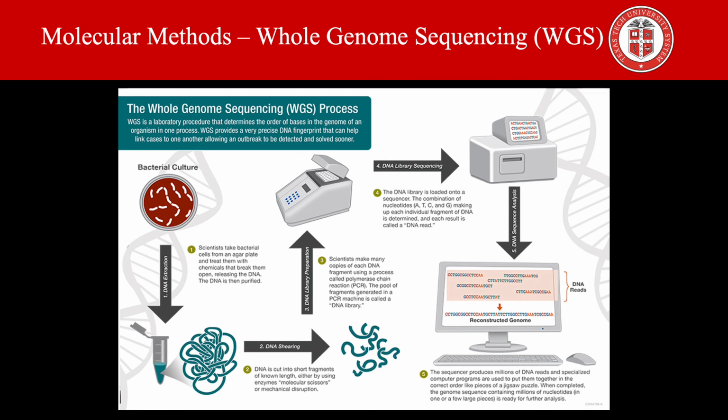So the whole genome sequencing provides more detailed and precise data for identifying outbreaks than pulsed field gel electrophoresis. Also, it's a method whose price is really high. On the picture on the slide, you can see the whole process step by step that involves performing a whole genome sequencing.